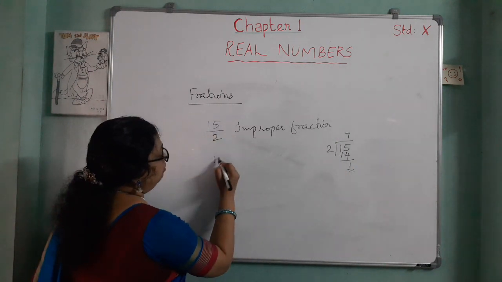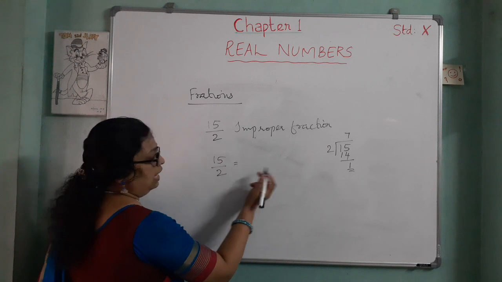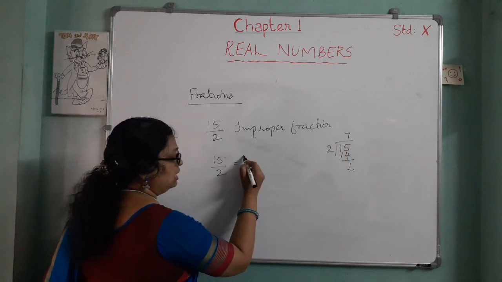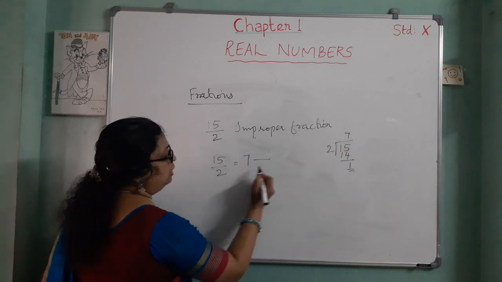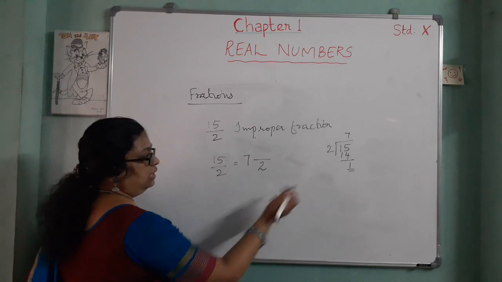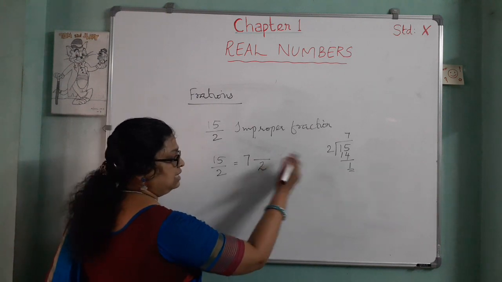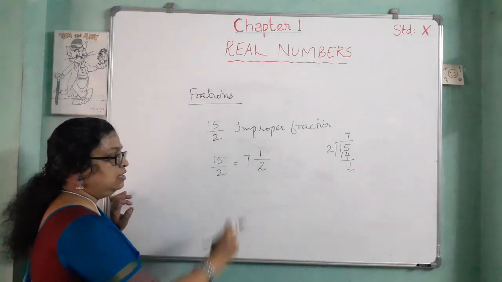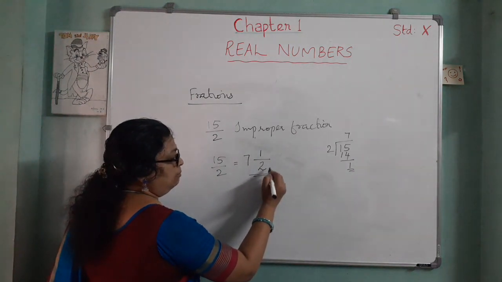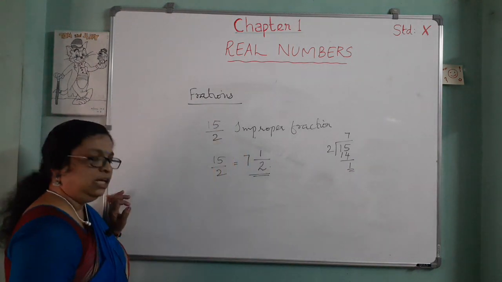So we can write 15 by 2. First we write the 7, that is the quotient, as the whole number, and the same denominator as the denominator, and whatever remains, that is the remainder, as the numerator. 7 1 by 2. This is the mixed fraction and this is the improper fraction.